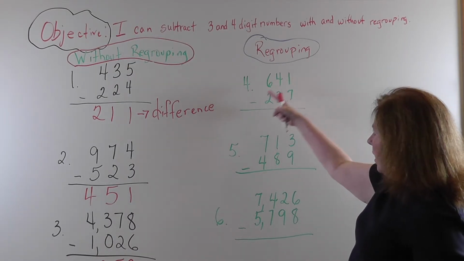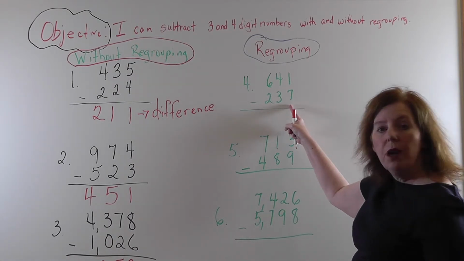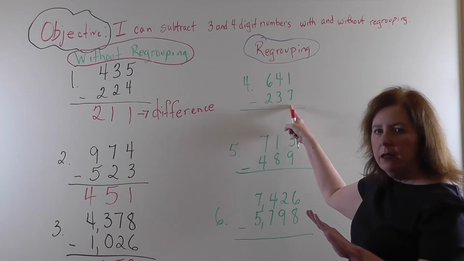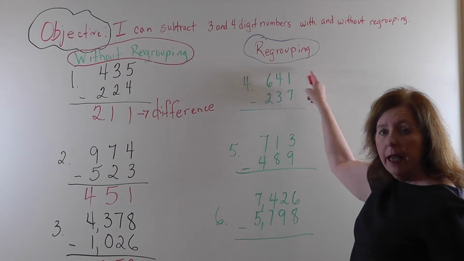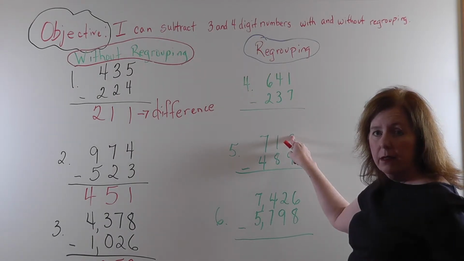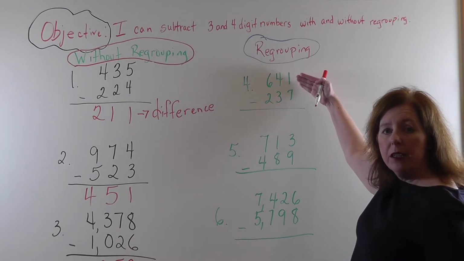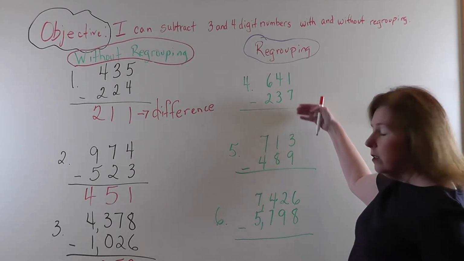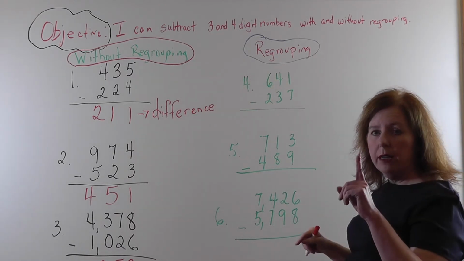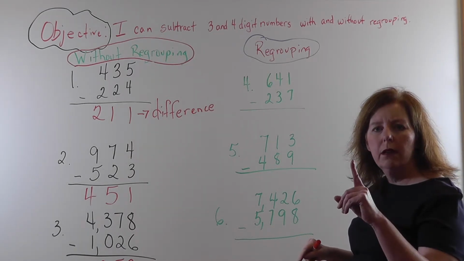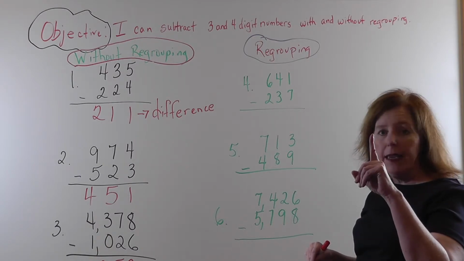Okay, so 1 minus 7. Do not ever go 7 minus 1 and put 6 here. No, you cannot do that. That's not the rule. You start at the top and you subtract the bottom. So you always start at the top. So the 1 minus 7, I have 1, like 1 cookie, and I want to take away 7 cookies, I can't do that.